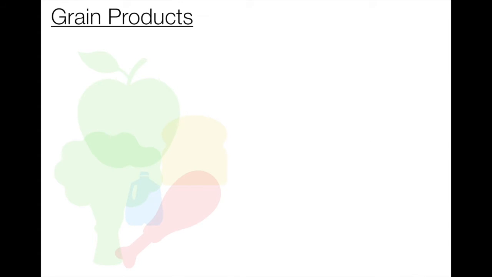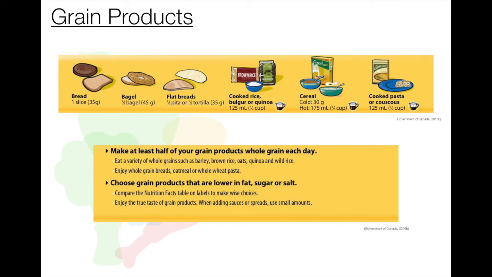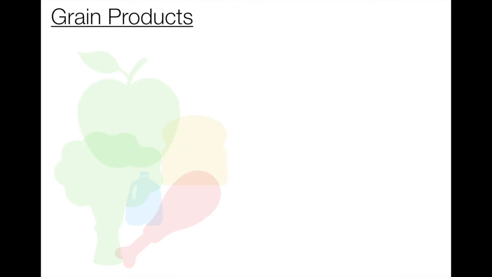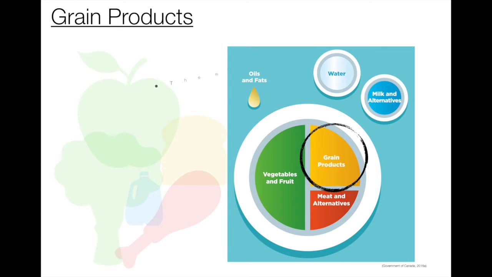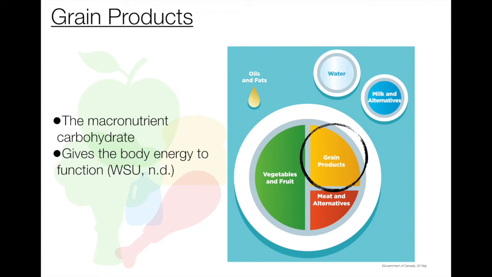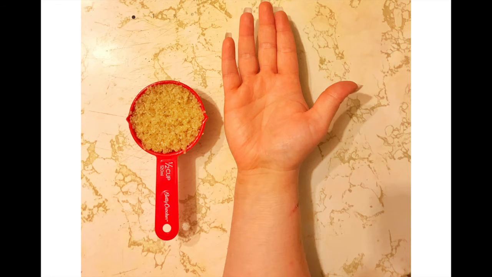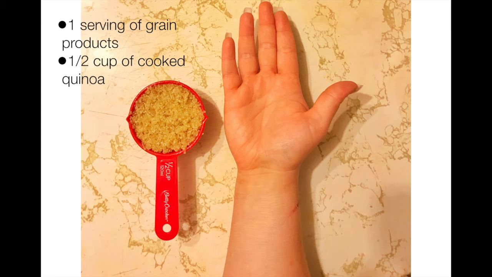So the next one we're going to look at is grain products. Grain products are your carbohydrates. So carbohydrates is the first macronutrient. Now, carbohydrates give the body energy to function, but compared to fruits and vegetables, we don't need as much of them. They're a little bit more than a quarter of your plate you should be eating. So if you look right here, this is 1 serving of grain products. This is half a cup of cooked quinoa compared to my hand.